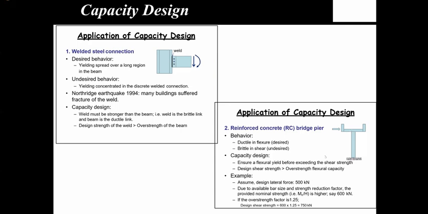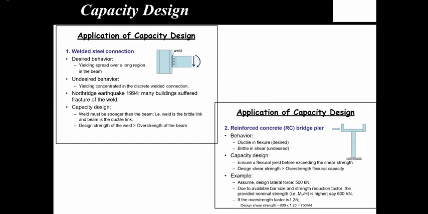Similarly, if I apply capacity design to a reinforced concrete bridge pier, right? The desired failure mechanism is flexural yielding. Undesired is shear failure. That's what I've been talking about. If I apply capacity design, I need to ensure flexural yielding before exceeding the shear strength. Which means design shear strength has to be more than the overstrength flexural capacity, right? For example, I need to design this bridge pier for say 500 kilonewtons of force, but due to the available bar size and strength reduction factor, I provided nominal strength which is higher, and let's assume it's 600 kilonewtons.